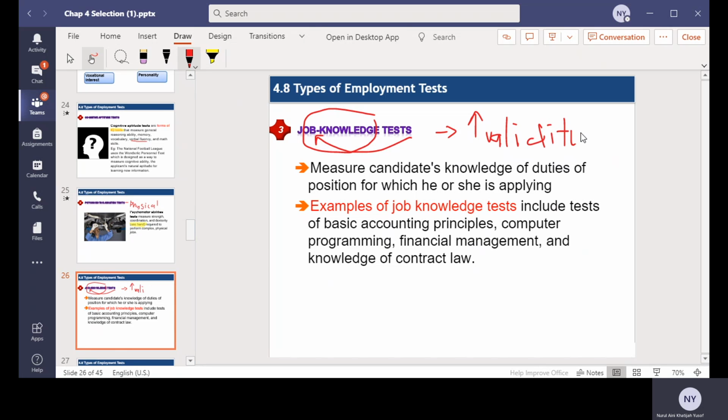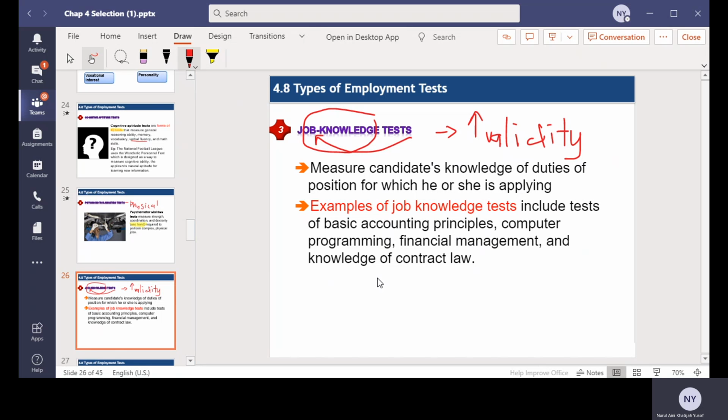High validity. So let's say you're going to hire an accounting assistant. You give them some basic accounting principles questions: debit, credit, financial statements, everything. And ask them to solve the case or the question. That is a job knowledge test.